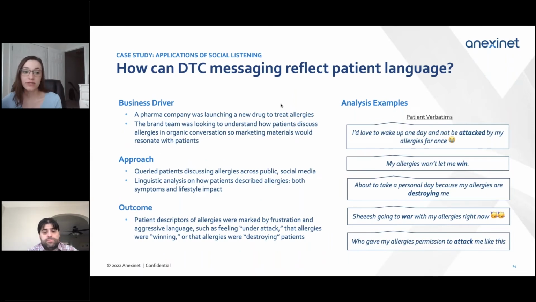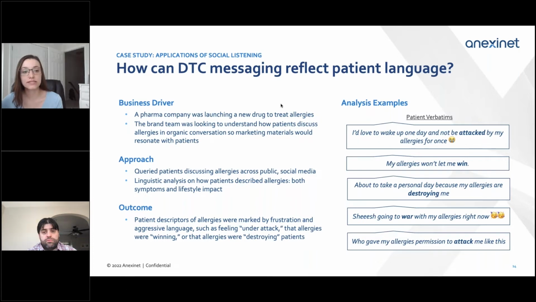So as we know, DTC campaigns are both expensive and highly visible representations of a given brand. So it's imperative to ensure that messaging is effective with and reflective of patients it's meant to communicate with. A few years ago, a pharma client was launching a new allergy treatment and sought to understand patient conversations about allergies so they could optimize their marketing materials.